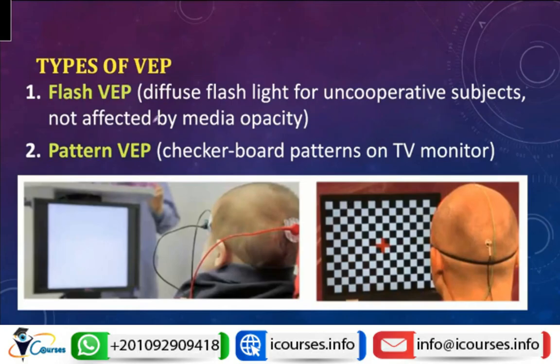Types of the VEP. We have two types of the VEP: the flash VEP and the pattern VEP. In the flash VEP, we present a flash stimulus of different luminosity and ask the patient to just open his eyes and look at it, and we record the electrical potential from his brain. That's why it can be useful for children who cannot fixate for a long time and uncooperative individuals.